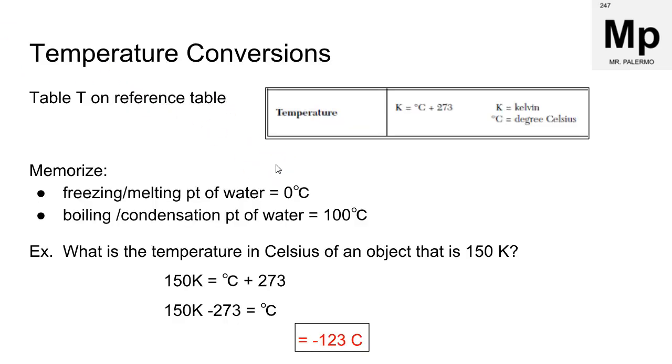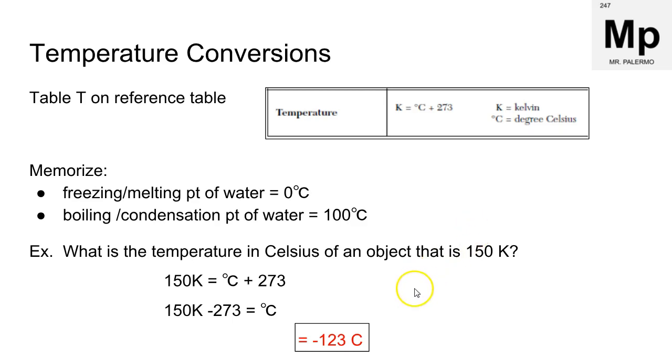For our temperature conversions, we have Table T, which gives us Kelvin equals Celsius plus 273. You need to memorize that freezing, also known as the melting point of water, is 0 degrees Celsius, and the boiling, condensation point of water is going to be 100 degrees Celsius. That's something you need to memorize.